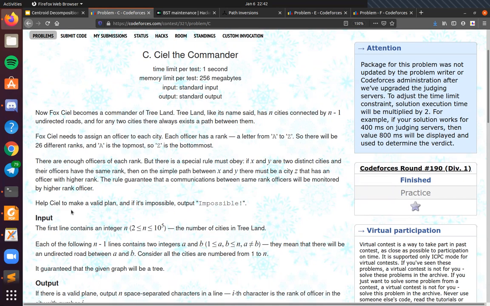If X and Y are two distinct cities and their officers have the same rank, then on a simple path between X and Y, there must be a city Z that is an officer with higher rank. Okay, the rule guarantees that a communication between same rank officers will be monitored by a higher rank officer.